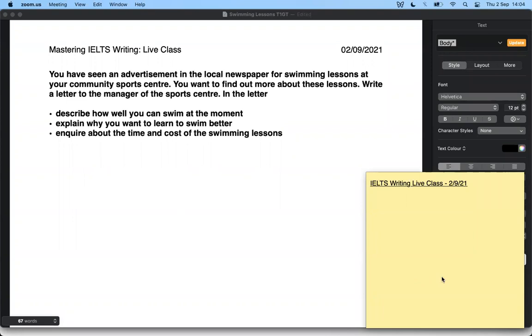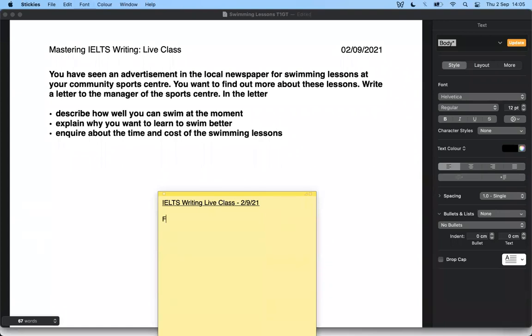What kind of purpose are we looking at here? Is this a complaint? Is this a thank you letter? What are we looking at here? What might we call this? Good, find information. We could certainly say that. Essentially, it's a request for information. So we're going to call this a request letter.